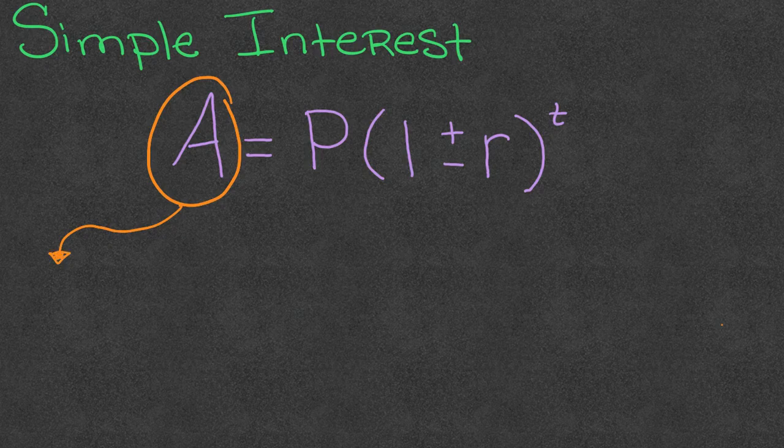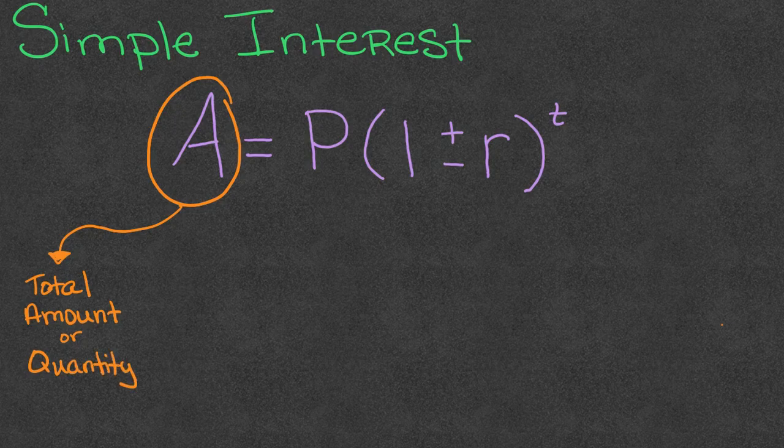I like to think of A as our total amount or quantity, or whatever it is that we're looking for, total amount or quantity. All right, our next letter that we're going to talk about is P for principal. Principal is a lot of times our starting quantity, our starting amount.